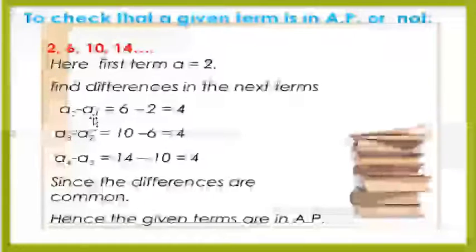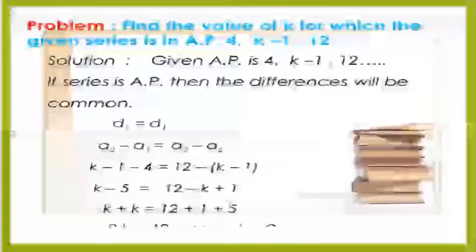Now a2 minus a1, that is 6 minus 2, is equal to 4. Also a3 minus a2 is equal to 10 minus 6, which is equal to 4. Also a4 minus a3 is equal to 14 minus 10, which is equal to 4. Since the differences are common, hence the given terms are in an AP. We can easily find out like that.